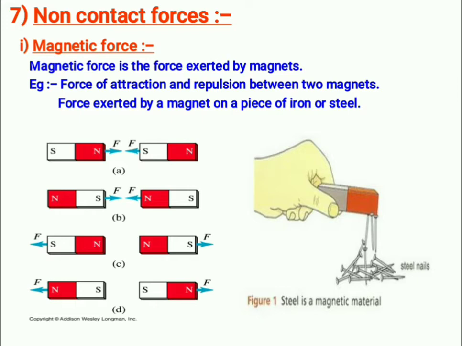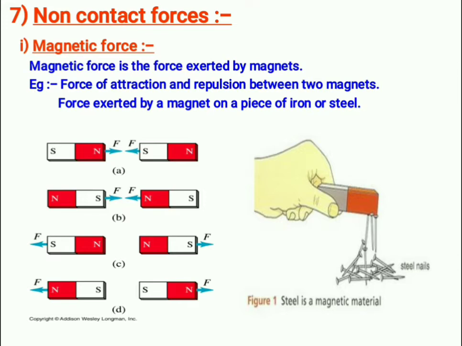Today we are going to learn about non-contact force. As you all know, we are learning the lesson that is chapter 11, force and pressure. Under force we are learning about the types of force. First we have learned about contact force. Under contact force we have learned about muscular force and friction. Those two forces were exerted by the contact of objects. Today we are going to learn about non-contact force.